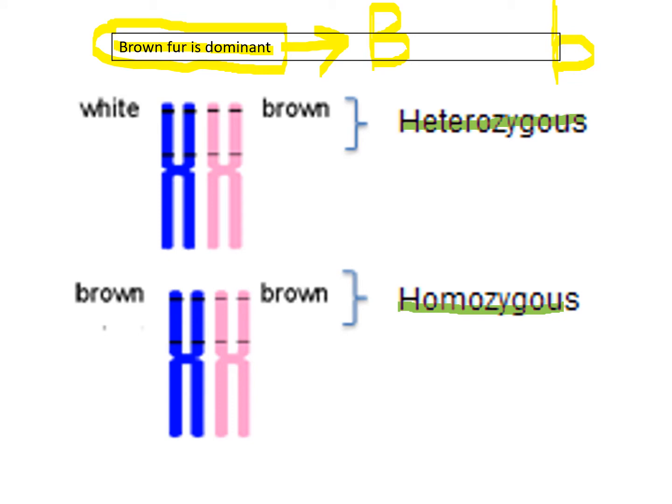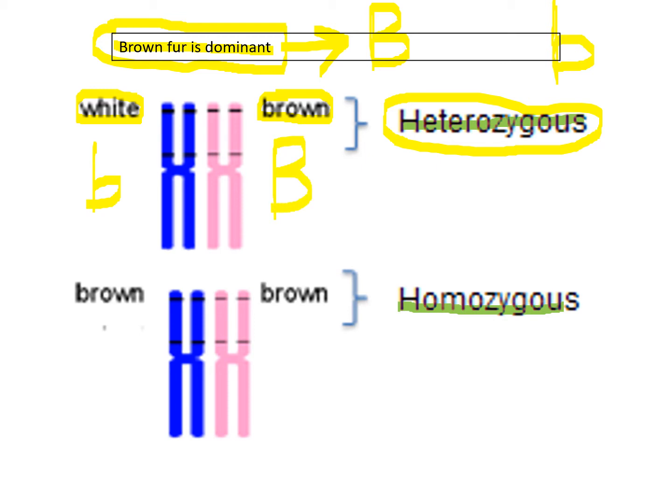So in other words, capital B is dominant, it is brown fur color, and small b is recessive, it is white fur color. So let's come to the first concept, heterozygous. If a dog is heterozygous for fur color, it means that at a chromosomal level in a certain homologous chromosome pair, it contains an allele for white fur color and an allele for brown fur color.